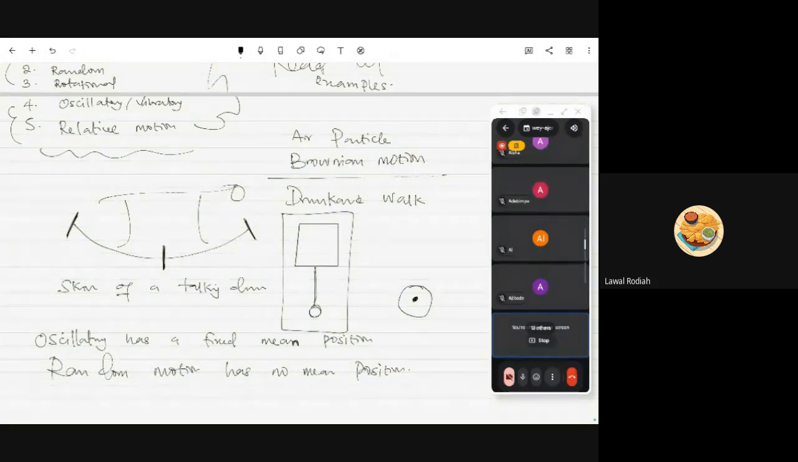Example is a ceiling fan. That's the fixed point. It is now rotating around that fixed point. You get it? It's not the body itself going around an object. So that's circular motion.